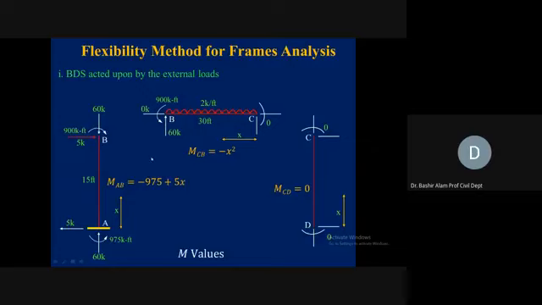Now joint B should be in equilibrium. So 60 we have downward, so 60 we should be having in the upward direction. 5 kip was an externally applied load. So internally, if you see, we have 0. So 0 will be transferred here. Horizontally, it is in equilibrium. Then moment, it is clockwise 900 kip feet. So 900 counterclockwise, joint B is in equilibrium internally.